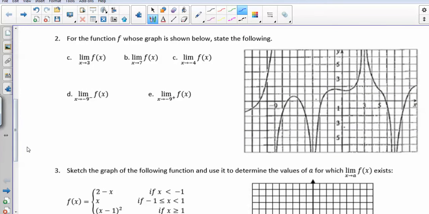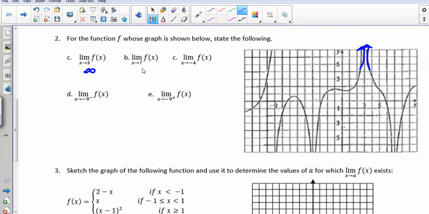Okay, we have a new graph for problem 2. So let's look at these limits. The limit as x approaches 3. So here's 3, and as x approaches 3 from the left, we seem to be going to positive infinity, and as x approaches 3 from the right, we're going to positive infinity. So since that's the same, we're going to say that the limit is positive infinity.